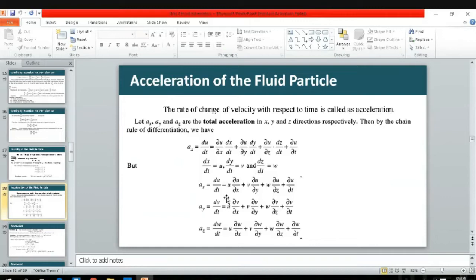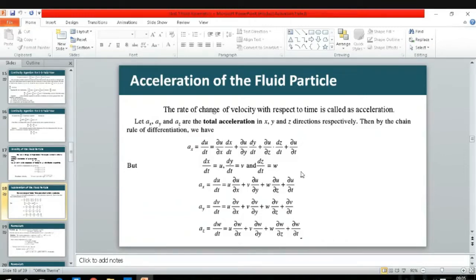Okay. After that, remember, here these terms u del u by del x, v del u by del y, w del u by del z, u del v by del x, okay, all these 9 terms, they represent the rate of change of velocity with respect to direction. So they are called convective acceleration. And this term del u by del t represents the rate of change of velocity with respect to time, and hence it is called local acceleration. Therefore, in general, total acceleration equals convective acceleration plus local acceleration.